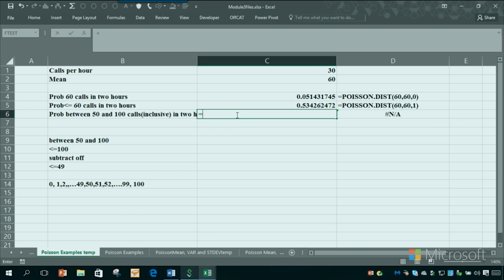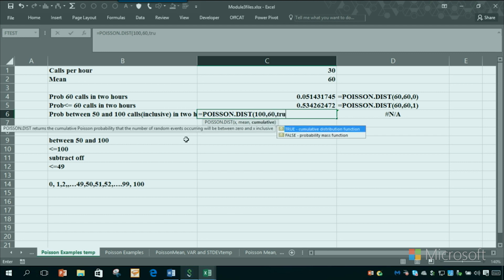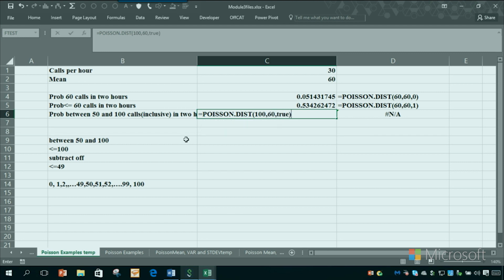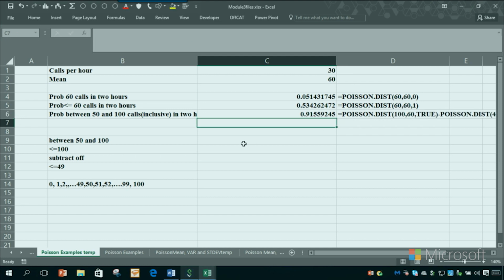So I'm going to start out with the chance of less than or equal to 100. So I put 100 there, the mean is 60, and I could use a true, whatever. That's less than or equal to 100, minus the chance of less than or equal to 49, put a 49 there, the mean is 60, and again I put a true. So the first term is the chance of 0 through 100 calls, the second term is 0 through 49 calls, so the difference there should be 50 through 100 calls, which is 92%.